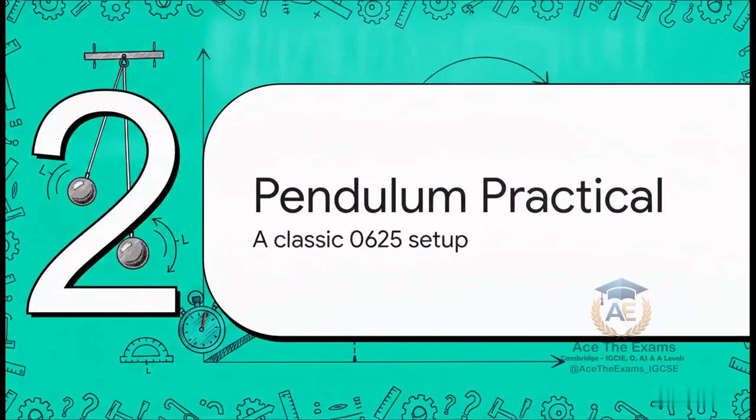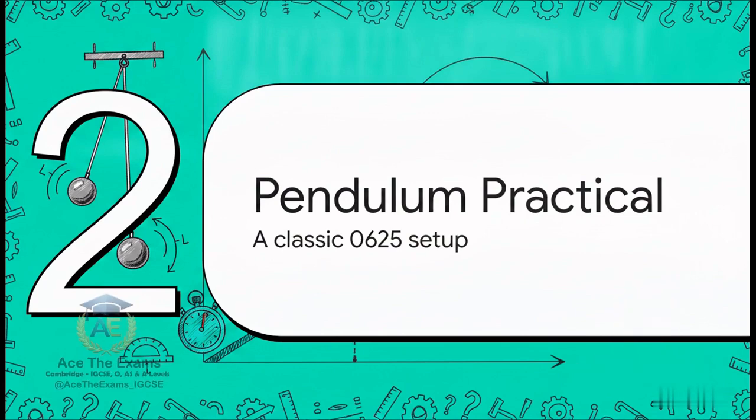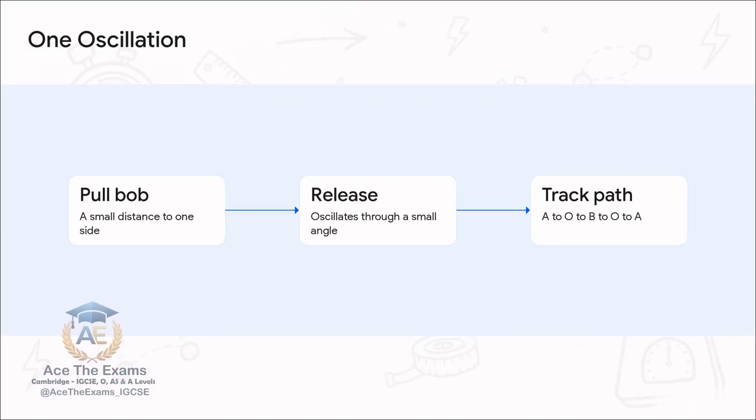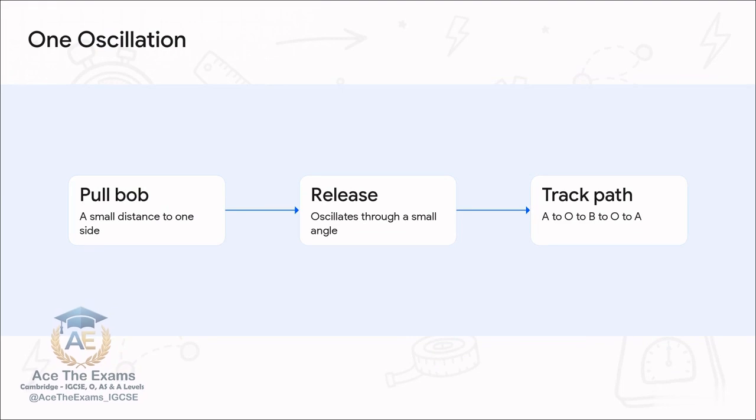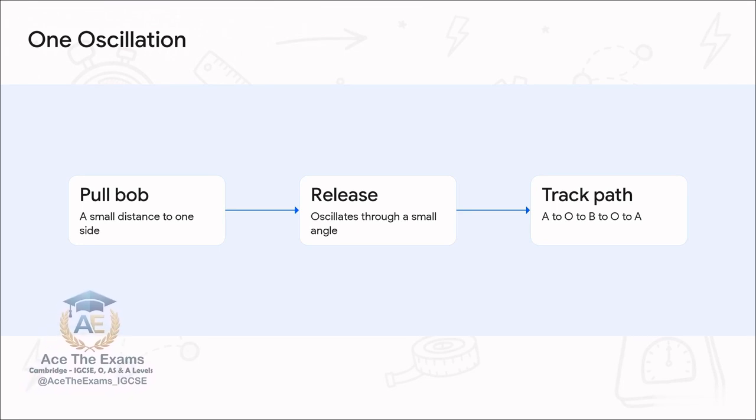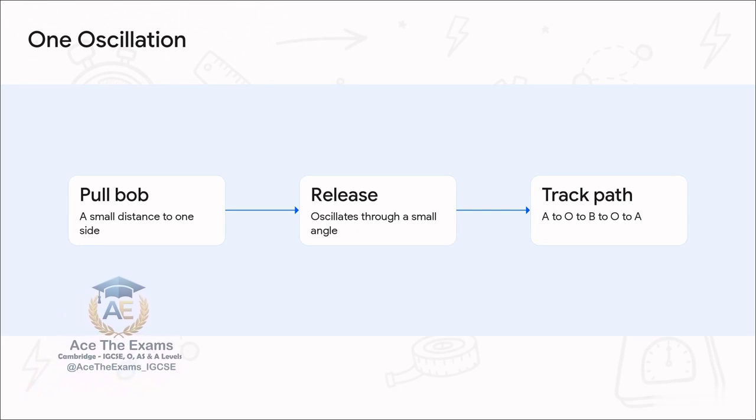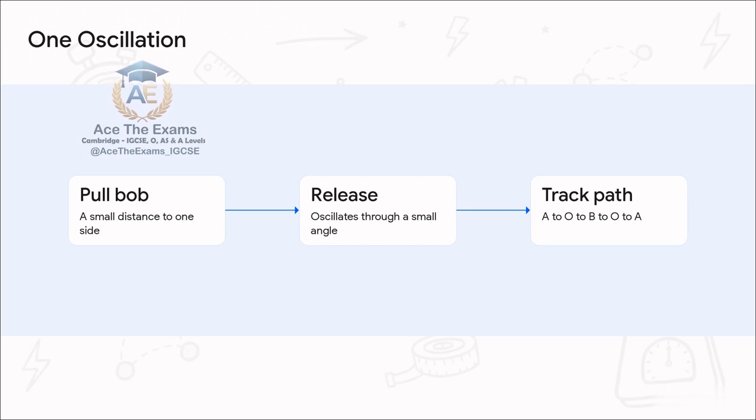Section 2, the pendulum practical. This is a classic 0625 setup, so let's break it down. Let's apply our strategy directly to this syllabus staple using a string and a metal bob. The examiners love testing if you actually understand the physical mechanics here rather than just memorizing a formula. Remember, one complete oscillation is not just going across. It is the full journey from A, through the center O, to B, and all the way back to A.